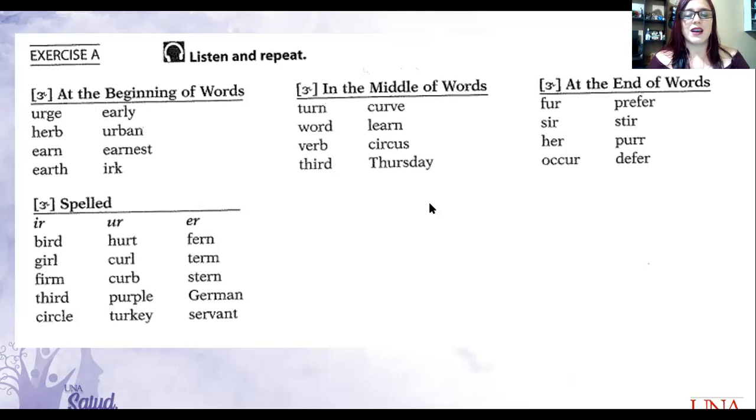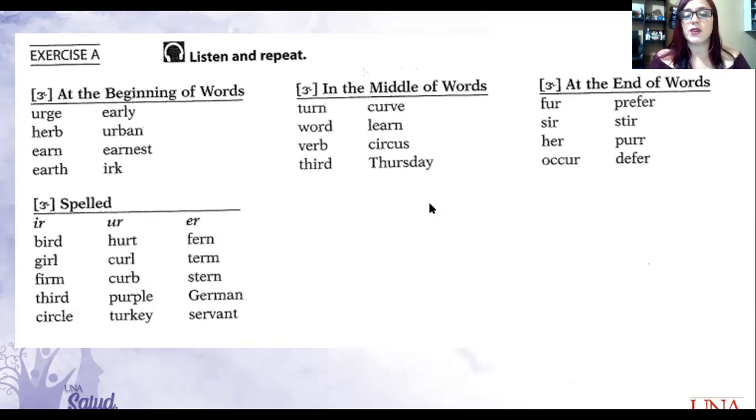Remember that this th sound has the most common characteristic that your tongue is blowing some air, like a snake. Remember the snake every time you're going to produce this sound. The tip of the tongue is going to touch the upper front teeth, and so you have to do this, okay. That is the sound for earth at the end. Then you have early, urban, earnest, irk.